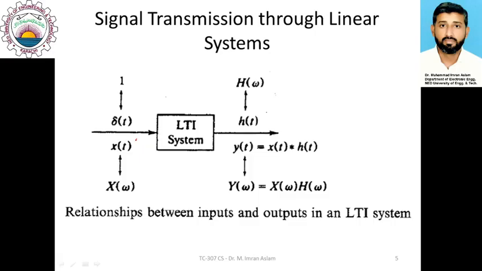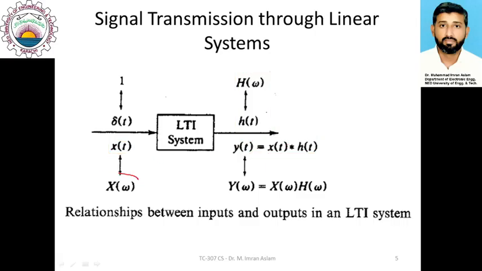If you know the input, you should be able to calculate the output if either the impulse response or the frequency response is known. If you are working in the time domain, you should convolve the applied input function x(t) with this impulse response, and the result of this convolution gives you the output of the system that you get after the signal passes through this LTI system.